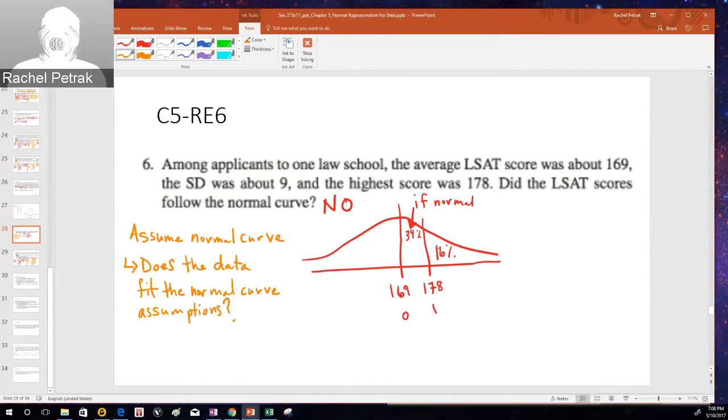To address this question, I went back to these basic numbers we're supposed to remember about the normal distribution. We know that within one standard deviation from the mean, there's going to be 34% if the distribution is normal. And in this data set, if our highest score is 178, we would expect about 50% of the distribution to fall between these two scores. So this can't be a normal distribution. So does the data fit the normal curve assumption? No.